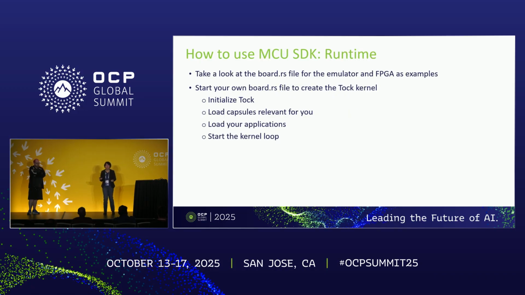Coming to the runtime, the board file, board.rs, for the emulator and FPGA are good examples as the starting point. This board file is highly customizable. We can create the Tock kernel, initialize all those kernels and load capsules that are relevant to your hardware, to your platform. And then the upper level is to load the applications, and then the kernel loop starts. So this is the full runtime flow.